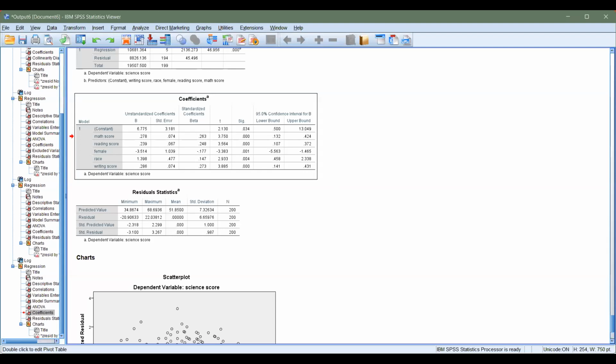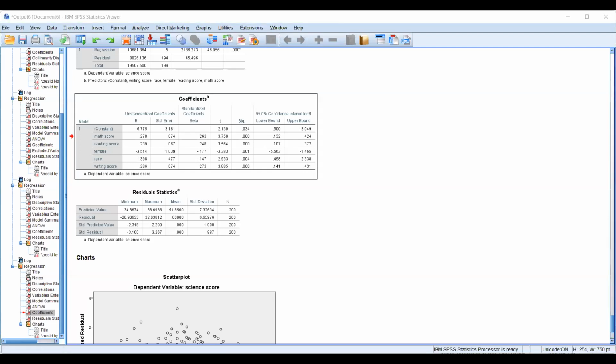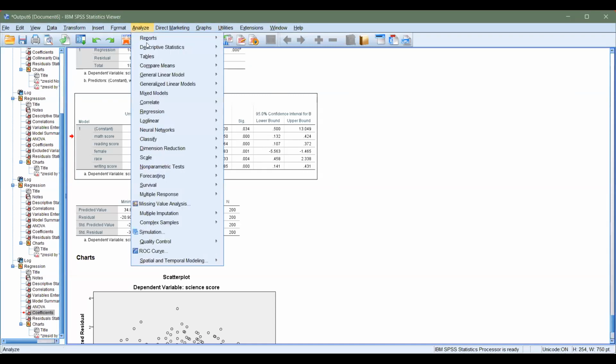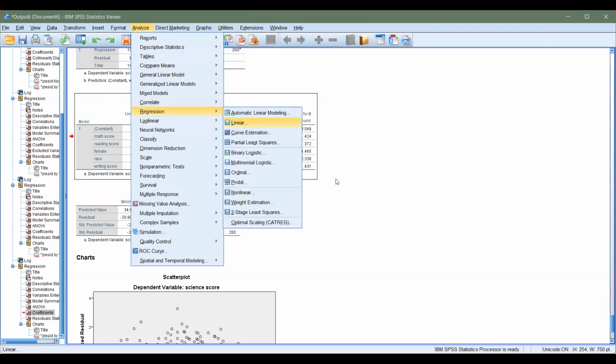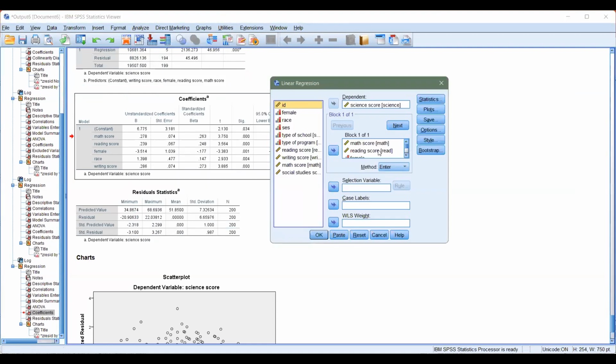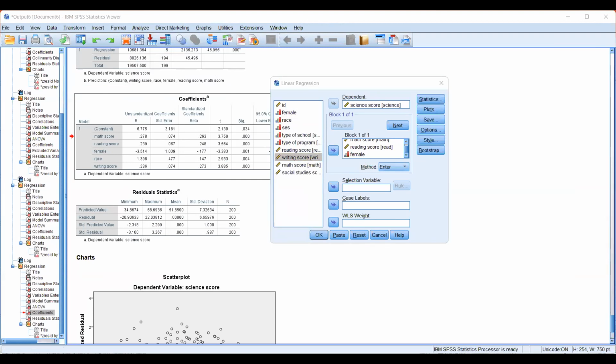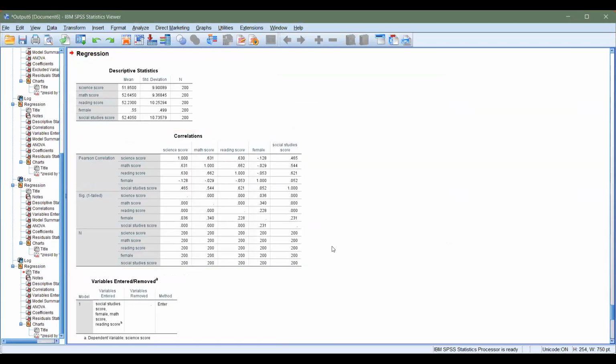Now I have given the interpretation based on taking all the variables. I want to rerun the model with the same interpretation so that when you see the slides, you can connect. So reading score, mathematics, female. I am removing race because it is of no use for the marks, and the writing score also. So I'm putting just a few variables: maths, reading, and female, and let me put the social science score as well, and rerun the model.